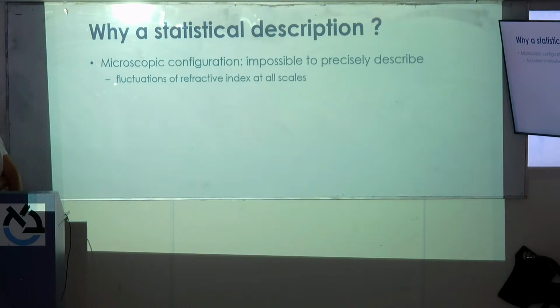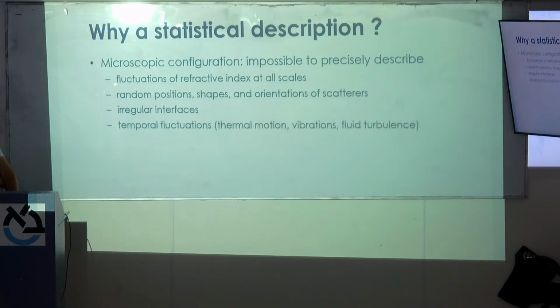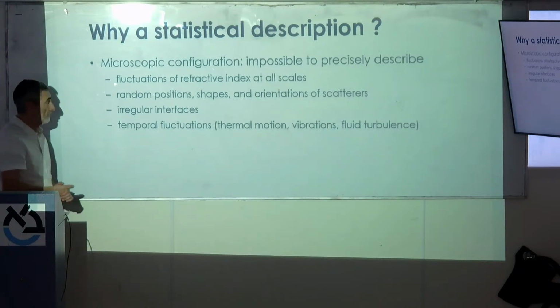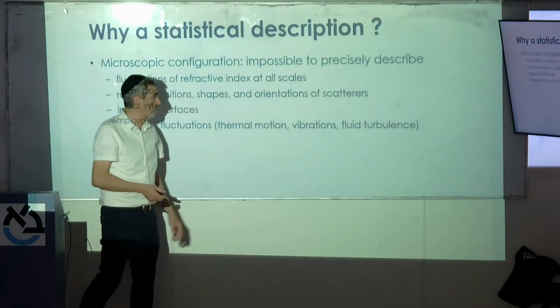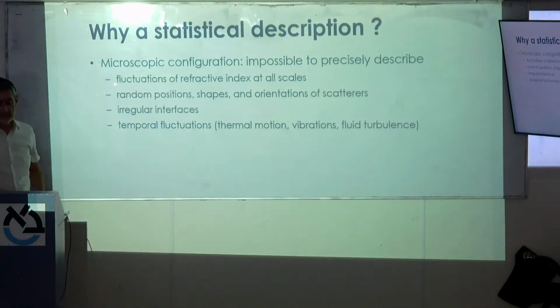Why? Because we have fluctuation of refractive index at all scales, random positions, random shapes. If the scatterers are anisotropic, the rotation is also important. So clearly, that's not easy to do. Interfaces can be irregular also, and you also have temporal fluctuation. The medium may move around. You may have mechanical perturbation. All these effects make the problem very, very complicated.